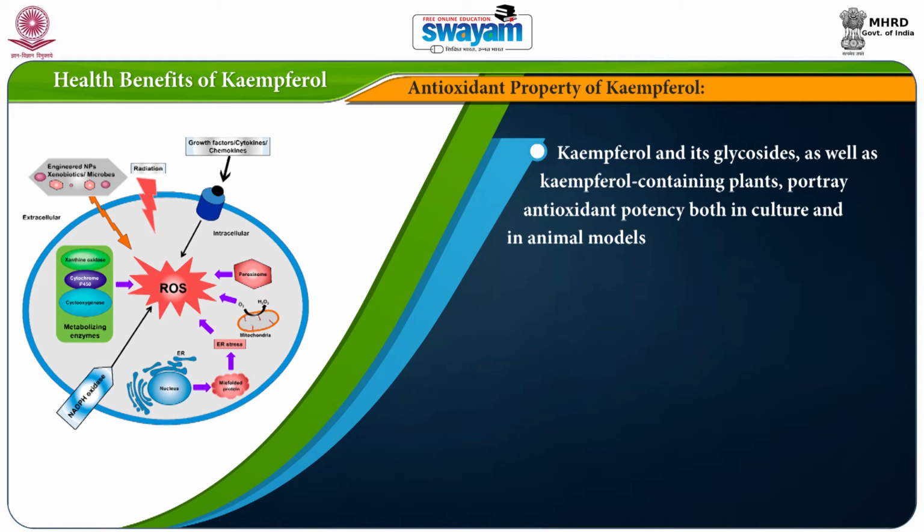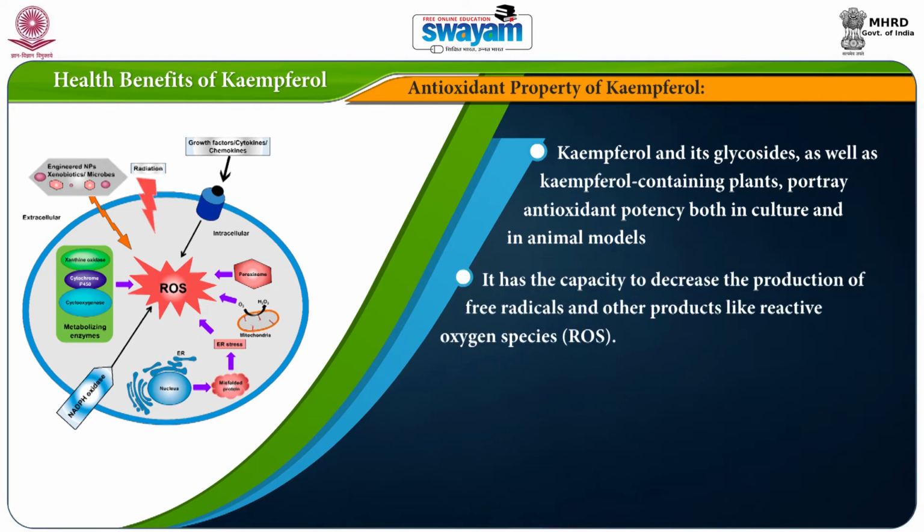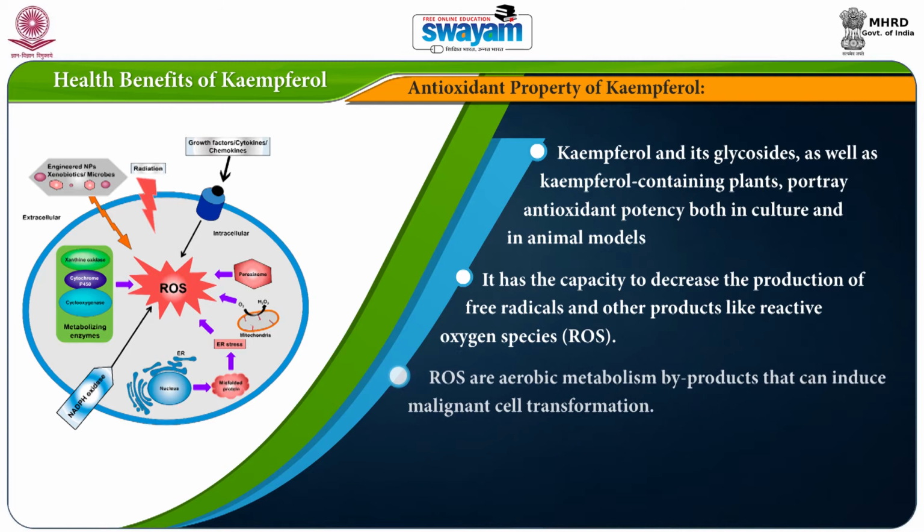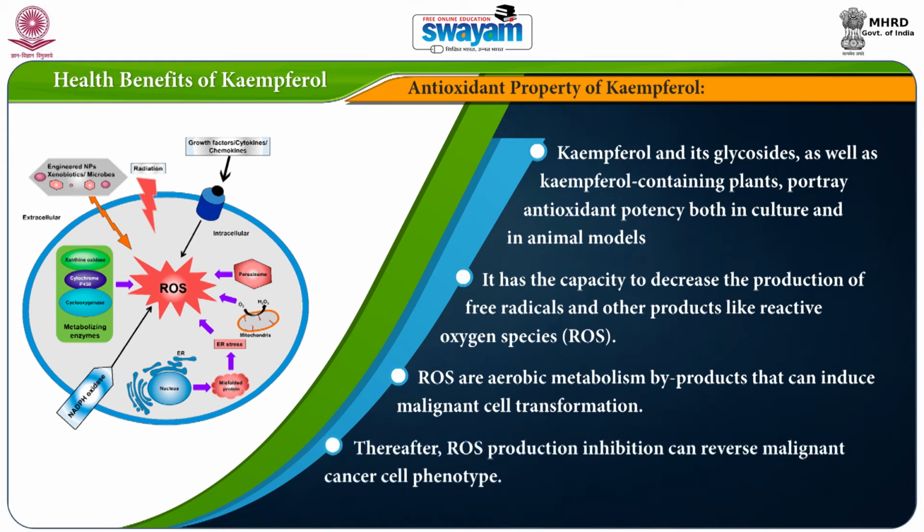Kaempferol and its glycosides, as well as kaempferol-containing plants, portray antioxidant potency both in culture and in animal models, and it has the capacity to decrease the production of free radicals and other products like reactive oxygen species. Reactive oxygen species are aerobic metabolism byproducts that can induce malignant cell transformation. Thereafter, inhibition of reactive oxygen species production can reverse the malignant cancer cell phenotype.